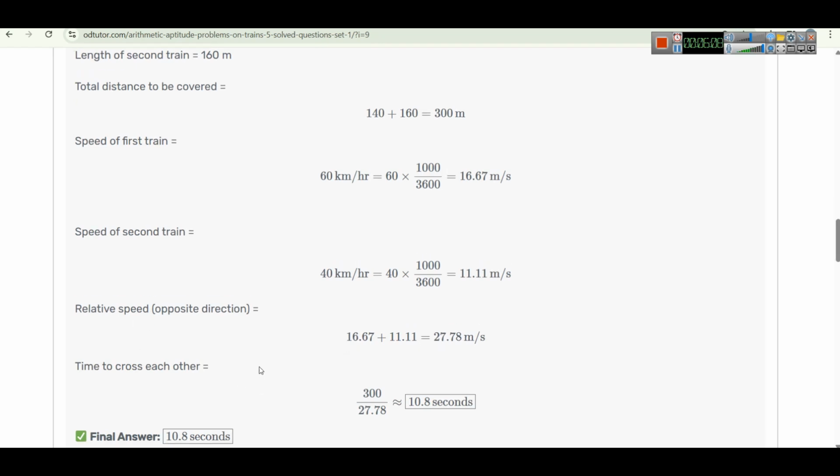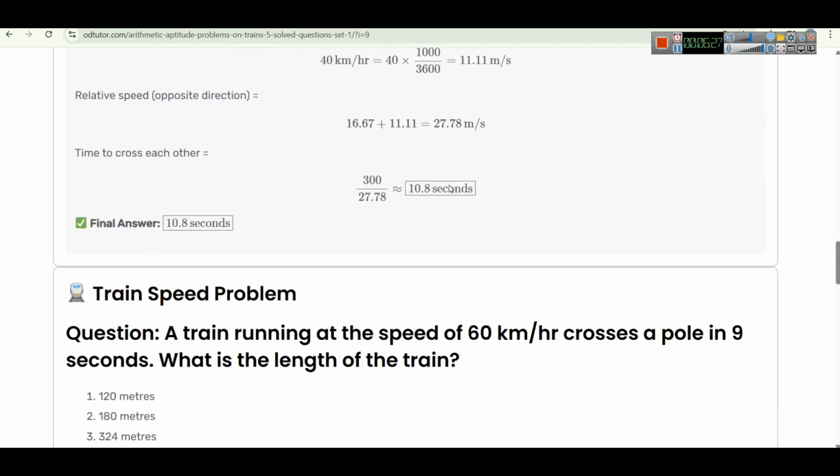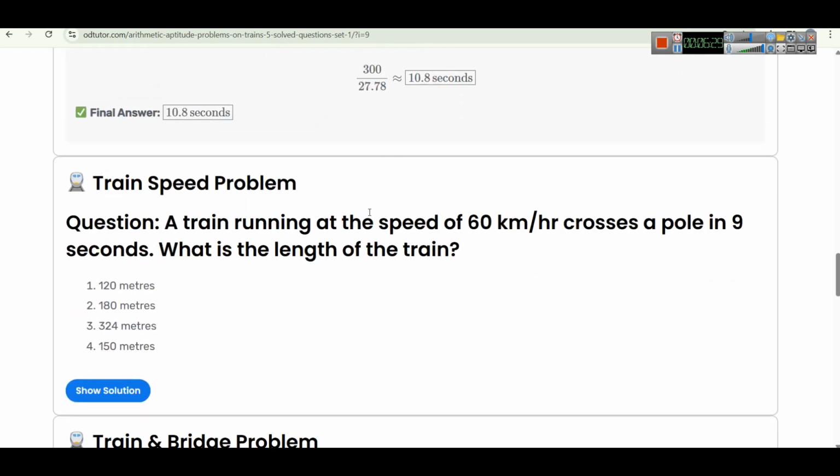So the time to cross each other: the total distance is 300 and the total speed is 27.78. Distance divided by total speed is 10.8 seconds, which is the final answer. Third question is the train speed problem.